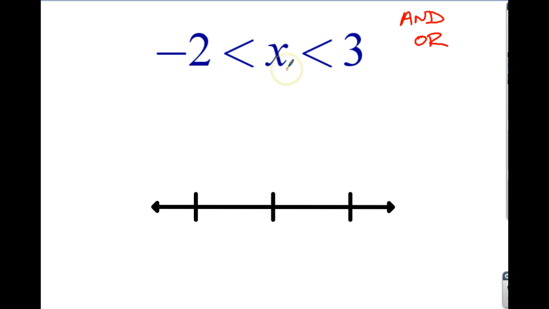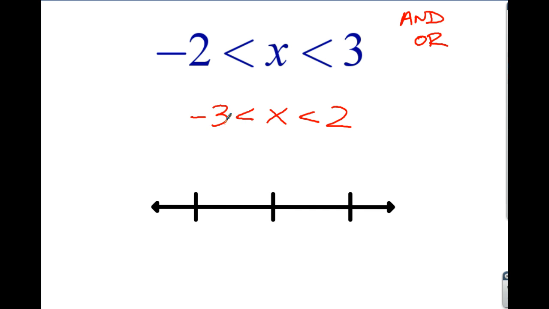So let's first take a look at this. Is it possible? Could I have a number in here that is both bigger than -2 and less than 3? And the answer is yes, you can have some numbers, okay? And the reason I say that is sometimes when we work these, people will switch the numbers around, right? They'll say -3 and 2.